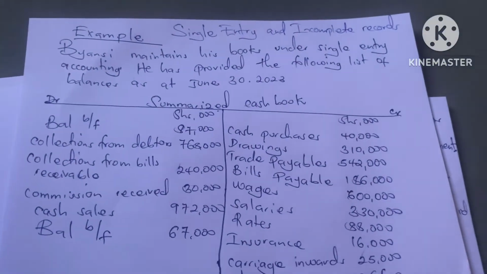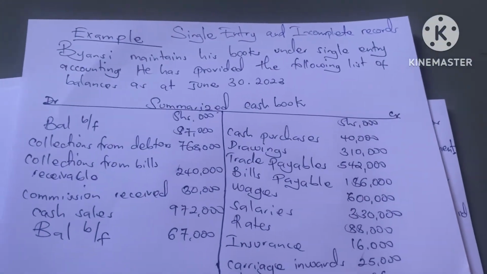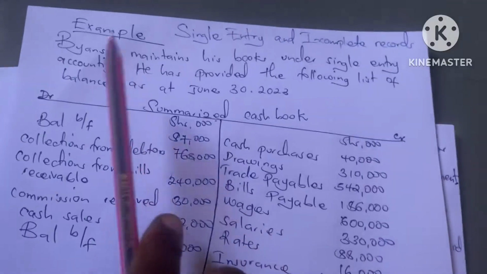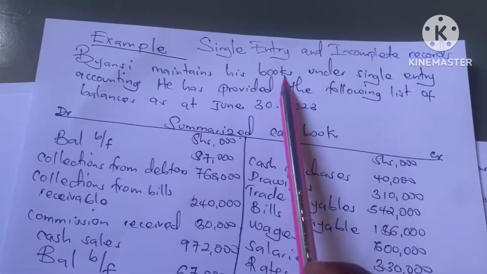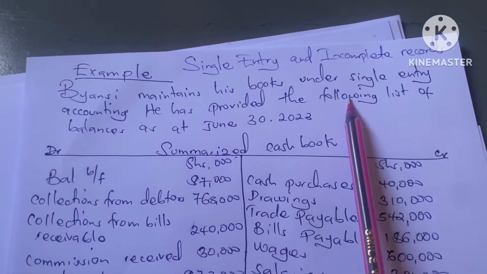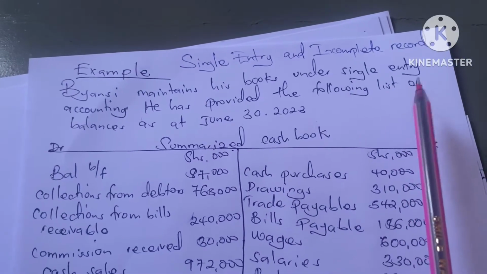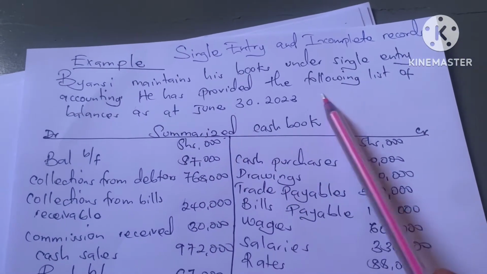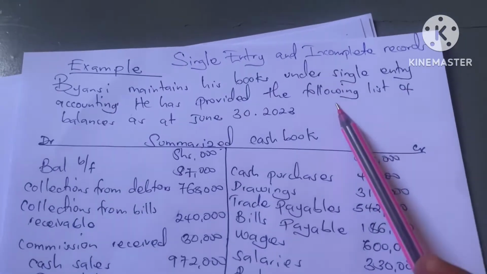Let's have an example on single entry and incomplete records. B&C maintains his books under single entry accounting. He has provided the following list of balances as at June 30th, 2023.